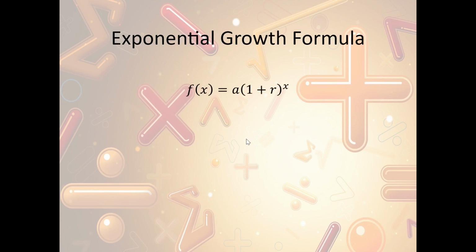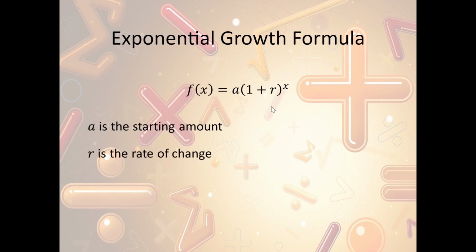Now, what is the exponential growth formula? The exponential growth formula is f of x, or y, is equal to a times 1 plus r to the x power. So a is our starting amount. That's how much we start with. If we were talking about money in a bank account, that's how much money we put into the account. r is the rate of change, meaning how much interest we are gaining. x is the amount of time. So let's say it goes monthly and we're doing it over 12 months. 12 months would be my x.